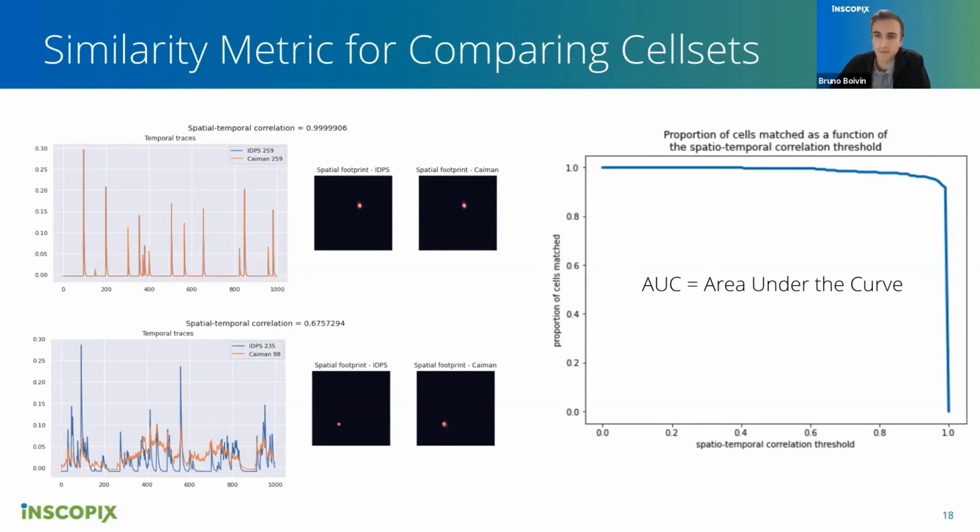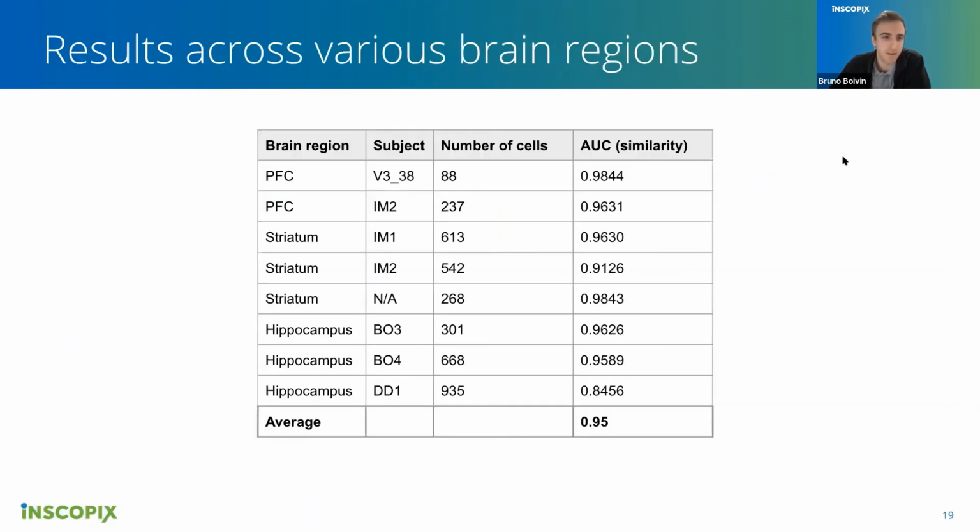We then compared the output from CaImAn and IDPS for 8 different recordings that were identified across various brain regions. We wanted to make sure that regardless of the number of cells we're imaging or the different brain regions we're imaging, we're getting an output that's quite similar to what CaImAn is getting. If you look at the last column, this AUC, the area under the curve, tells us how similar the two cell sets were, the output from CaImAn versus the output from IDPS. You can see that overall, they're very in line with each other.